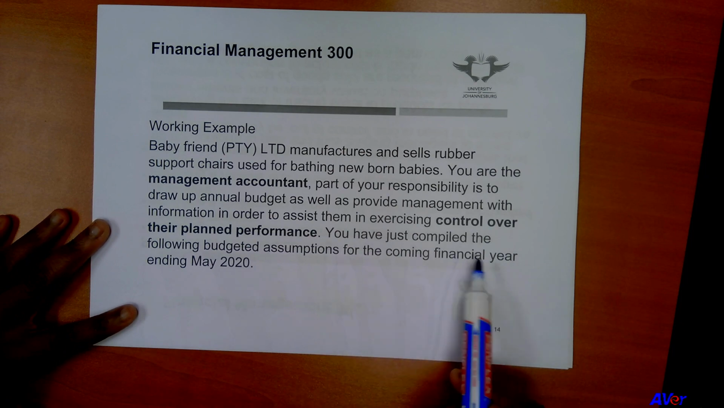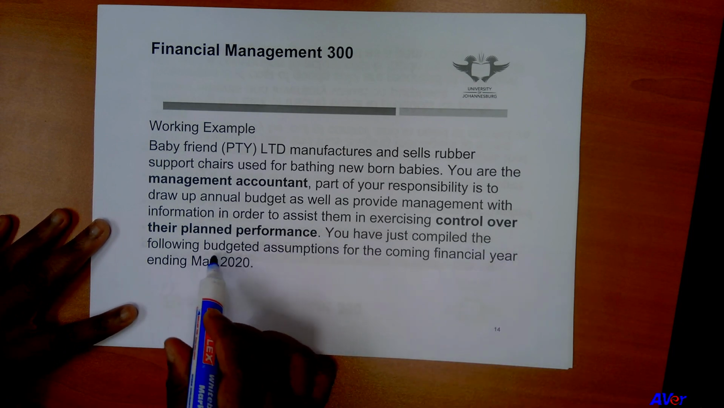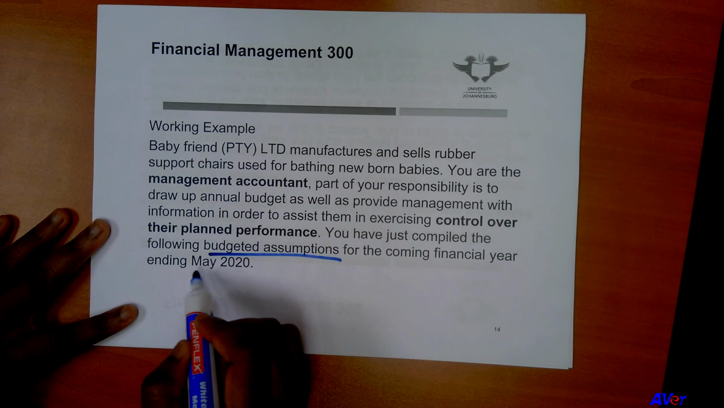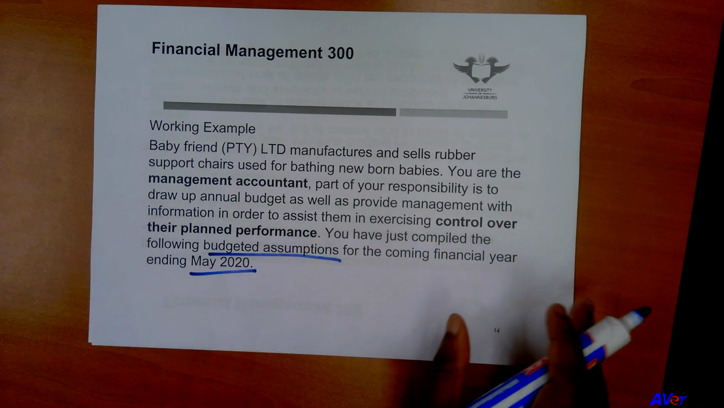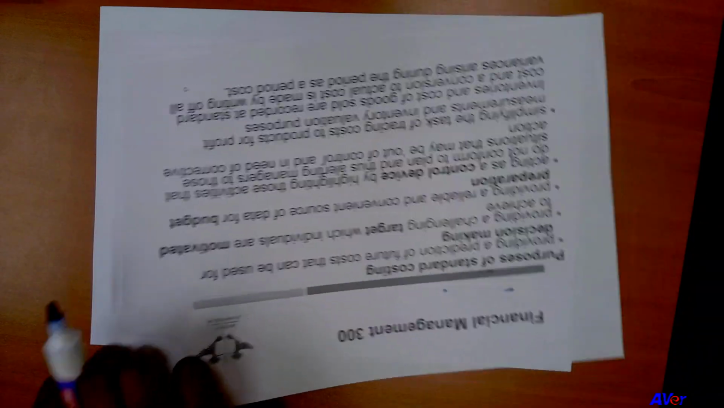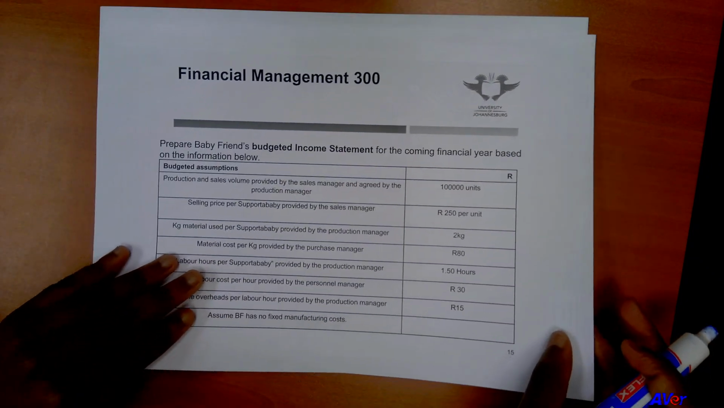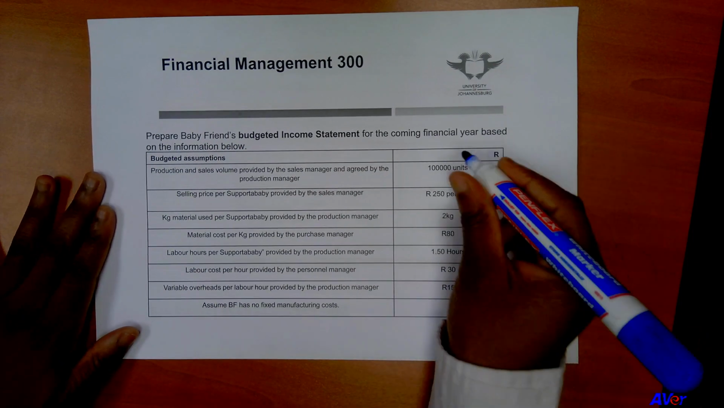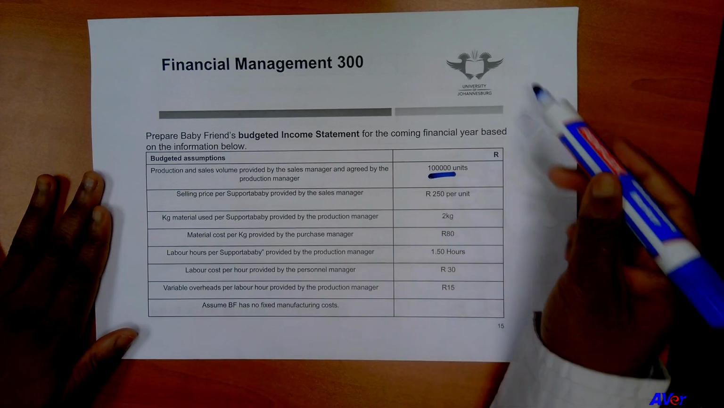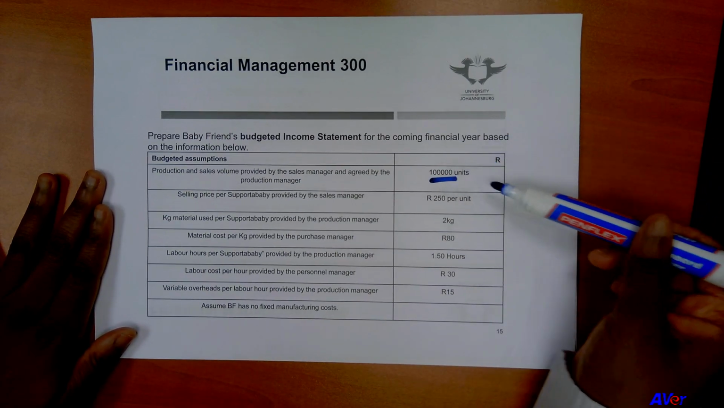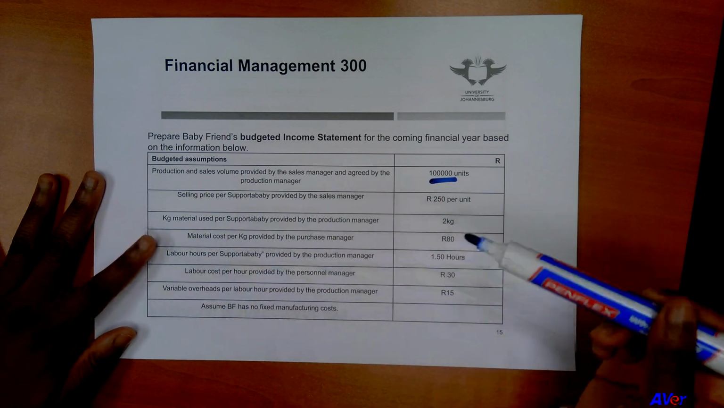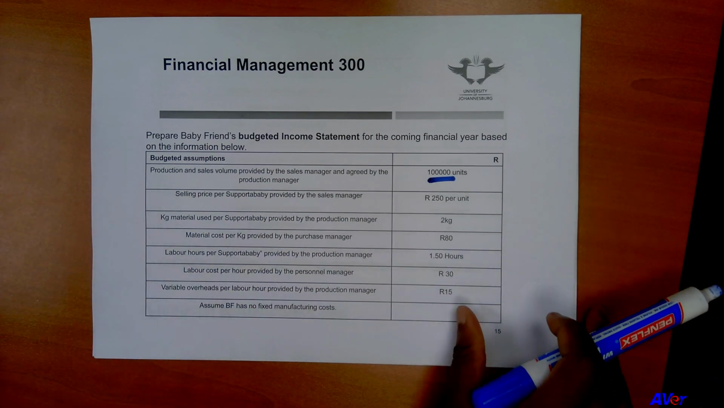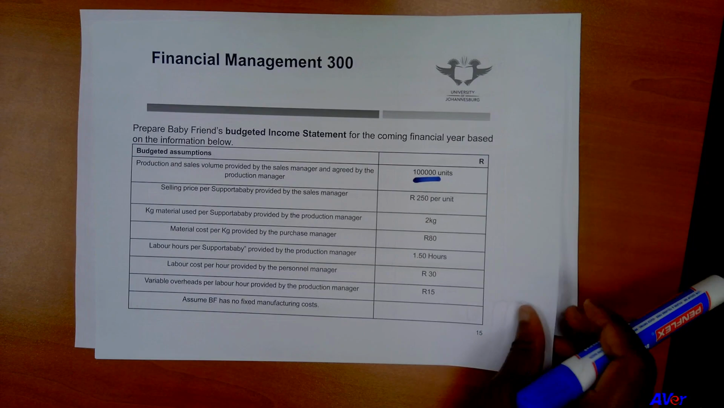They tell you they've compiled the budget assumptions for the coming financial year, which is ending May 2020. Now, if you look at how the budget is looking, this is what the budget is. They've given you all the costs that it takes for them to make the bath tub. What I need you to focus on is that the units they've given you is 100,000 units. So you need to apply the 100,000 units to the selling price, to the material that is used, to that and that, for you to be able to do what is required of you.